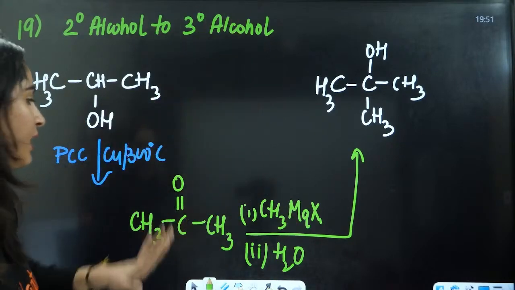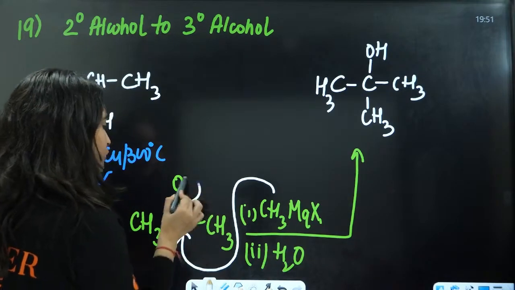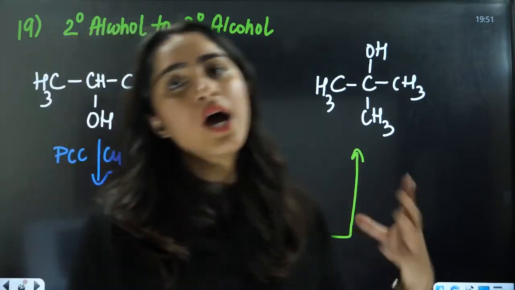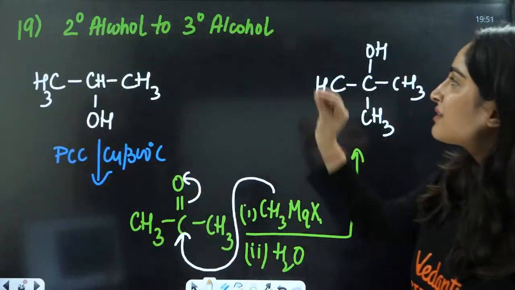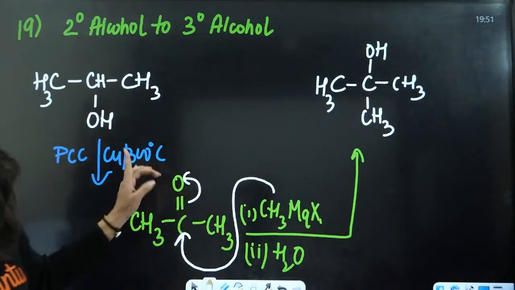You will have 3 degree alcohol here, because this negative part is going to attack here, electrons are going to jump here, then you will do the hydrolysis and hence you will have 3 degree alcohol, right?